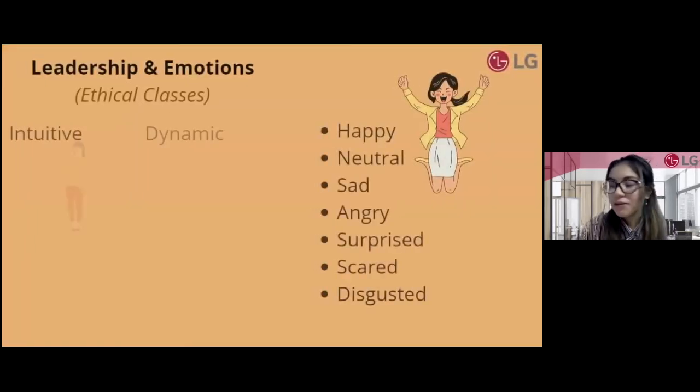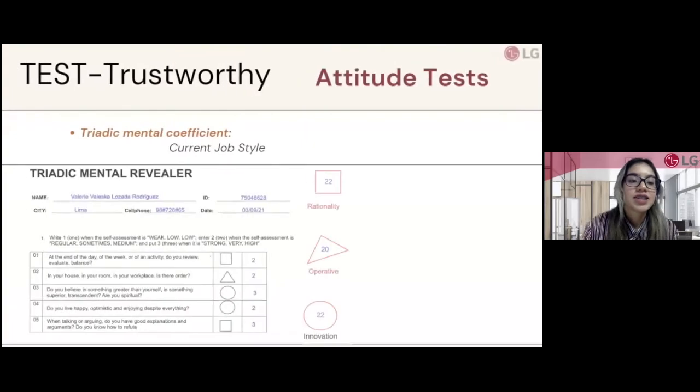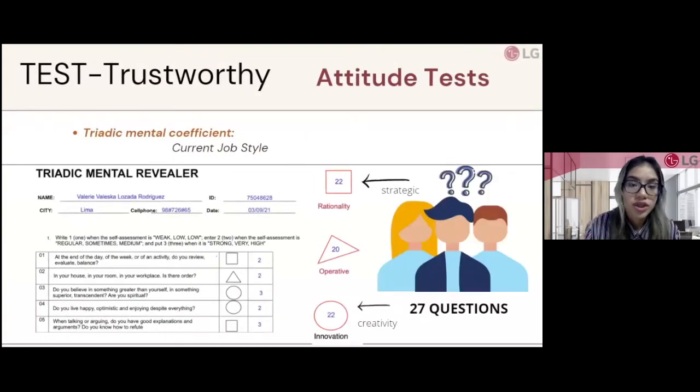Well, now we're going to move on to the selection of test trustworthy. In this case, we're going to see three main attitude tests. The first one is the triadic mental coefficient. In this case, we are going to evaluate the current job style of the interviewee, meaning if he or she is more operative, innovative, or maybe a bit more rational.